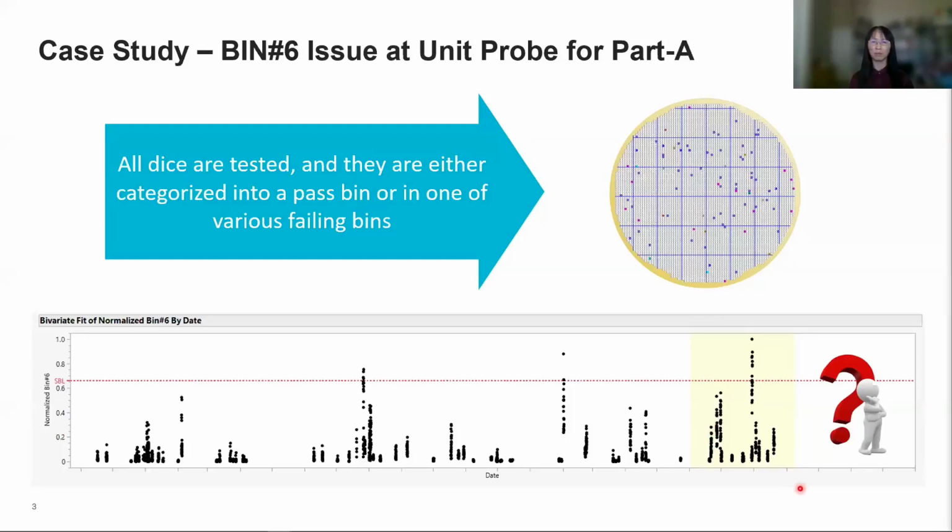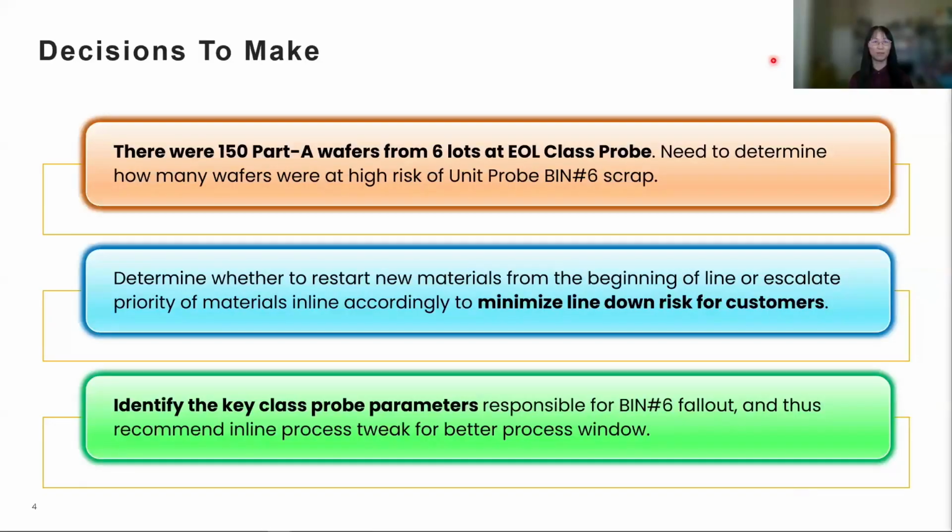So the management comes in and says, are we okay? Do we know the health of our wafers for part A? In order to answer the question, I have to make a few decisions. First of all, I have 150 wafers from 6 different lots. They are at end-of-line class probe. So they have the class probe data, but do we want to send the lots on to the OSAT for the unit probe? Are they going to suffer the bin 6 scrap? So that's the first thing I need to know, and I need to make a decision.